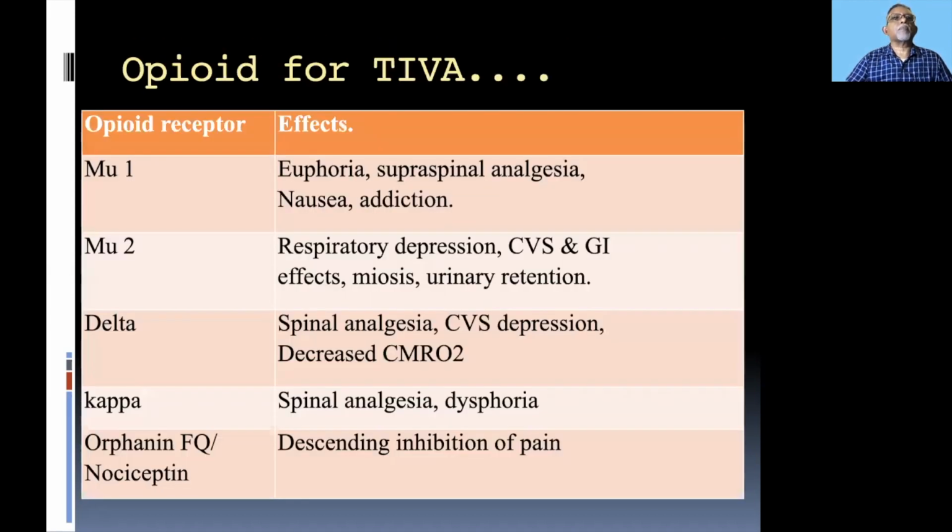Opioids. Fentanyl and remifentanil are the potent opioids with a fast onset of action and early emergence. They provide intense analgesia and reduce the requirement for propofol in TIVA. Opioids exert their action by stimulating various opioid receptors: mu, delta, and kappa. Nociceptin favors descending inhibition of pain. They act at the supraspinal, spinal, and peripheral levels.